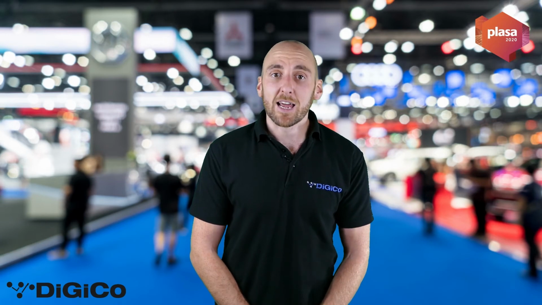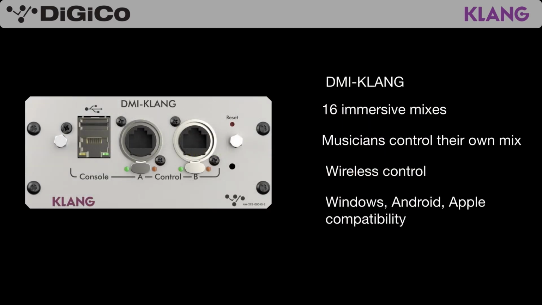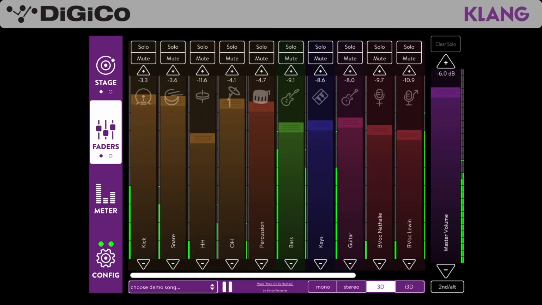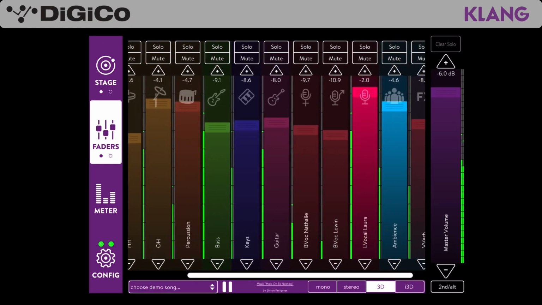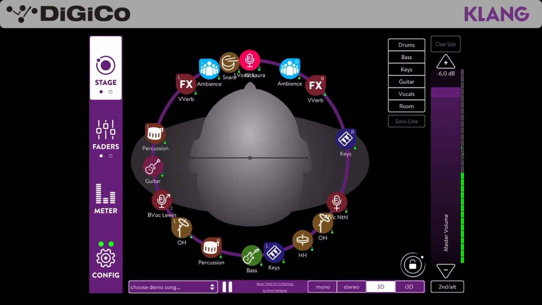First up is the KLANG Immersive Audio DMI card. Many musicians like to be able to control their own in-ear monitor mix, and the KLANG card, which can provide up to 16 discrete immersive mixes for your band, provides just such a capability. Each musician can be in control of their own in-ear mix via their own Android, Apple or Windows device, running a very intuitive and simple to use KLANG app.